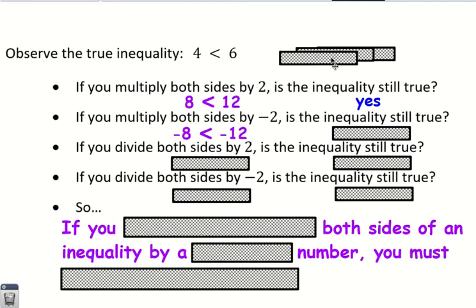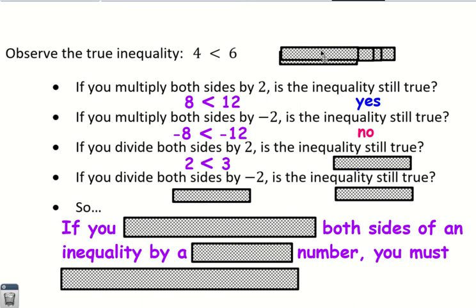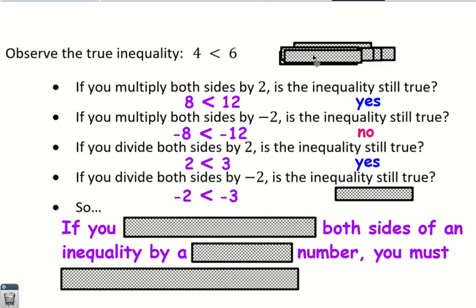But if you multiply both sides by a negative 2, you have negative 8 is less than negative 12. Is that still true? No, and that's just the way numbers work with negatives and being less than or greater than something else. If you were to divide both sides of 4 less than 6 by 2, you'd still have something that's true. But if you divided both sides by negative 2, you'd end up with negative 2 is less than negative 3. And again, that's just not true anymore. And to make it true, you'd have to flip the less than to a greater than. Just like here, to make this true, you'd have to flip the less than to a greater than.